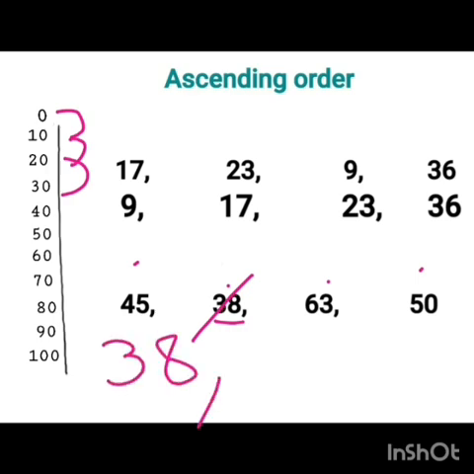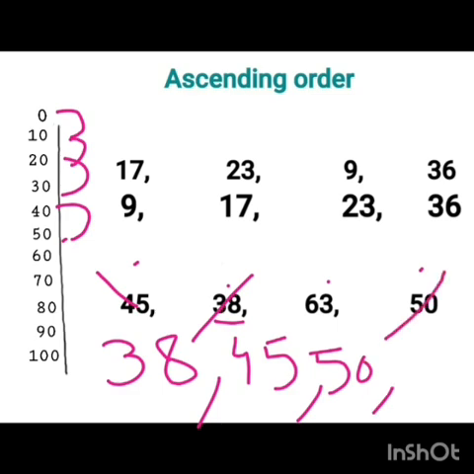Now we have 45, 63 and 50. So we'll see now 30 to 40, 40 to 50. Yes, we have 45, right? So I will cut this number 45 and I'll write here 45. Now which numbers remain? 63 and 50. So 50 is there, so I will write here 50. Right, I will cut 50 here. So last the number is 63. So we have written 63.